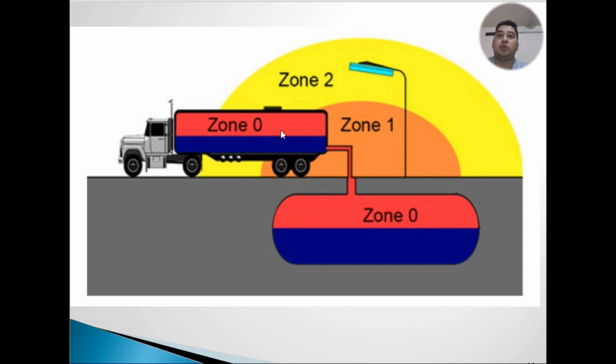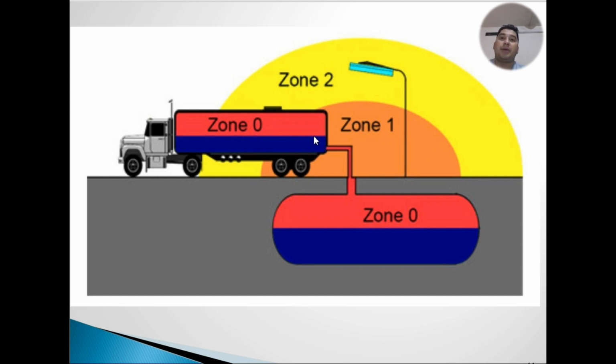So this is zone 0. Suppose this is a fuel tank, let's say a petrol fuel tank. Inside this fuel tank, the fuel will remain continuously. It will not be removed. As we know, zone 0 is the area where the hazard is continuously present or present for a long period of time. So it won't be removed from here. After that we have zone 0, this one. Then we have zone 1.